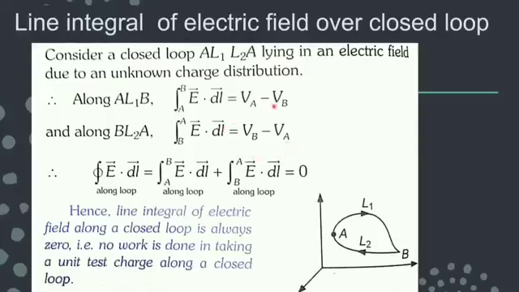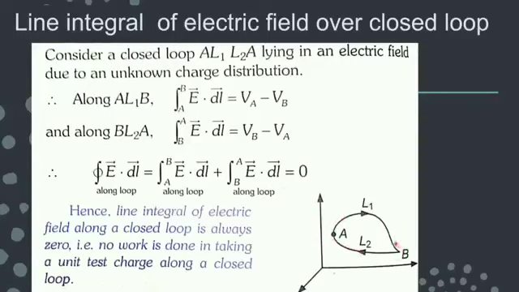So if you add these two, over the complete path, it means work done over the complete path, that equals the closed integral of E dot dl, because work done and the potential are related with each other, and I can write potential in terms of electric field this way also. So what you find is that the line integral of the electric field over the closed loop is 0. It means no work is done.